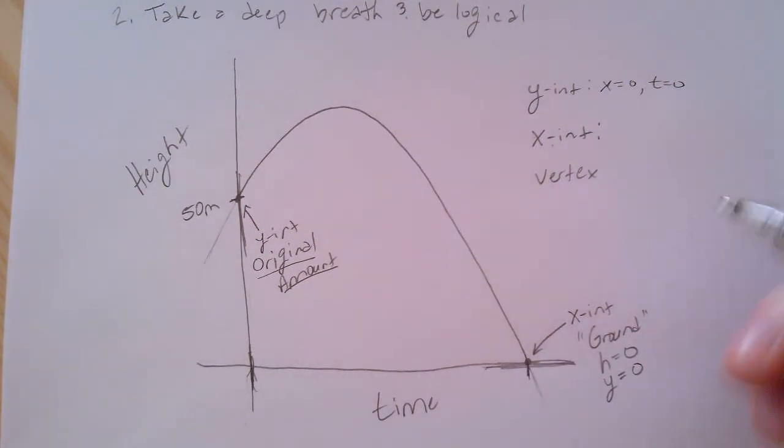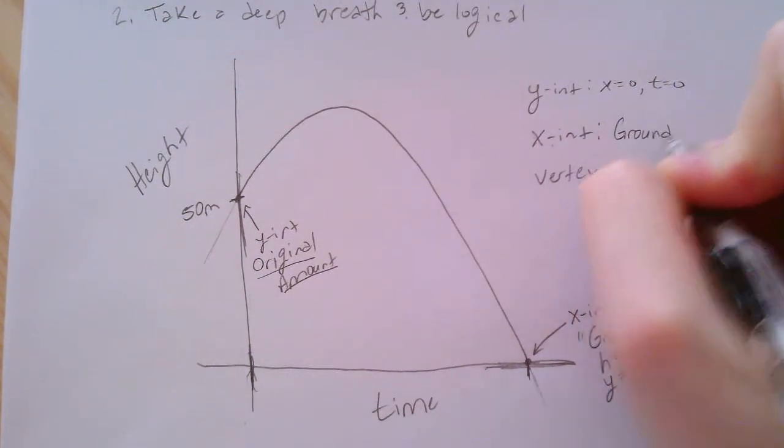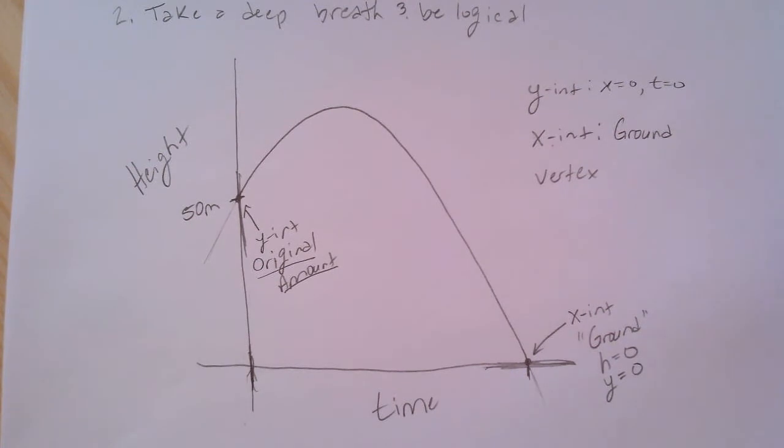So, if your word problem is saying, hey, when does the ball hit the ground? Or when do you run out of something? That's what your x-intercept is telling you. It tells you when that happens.